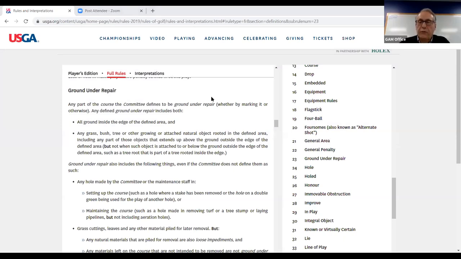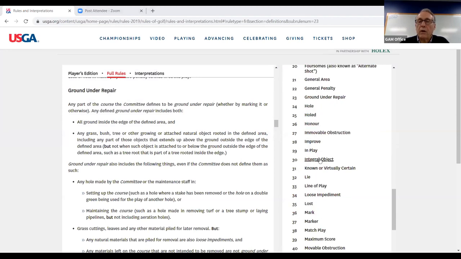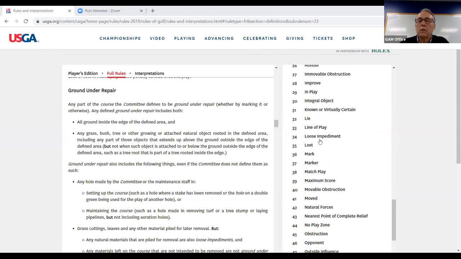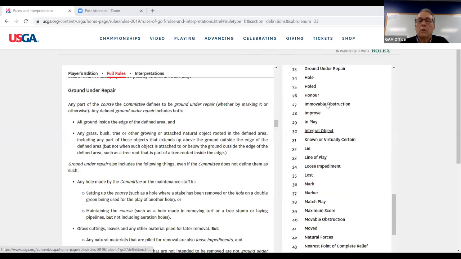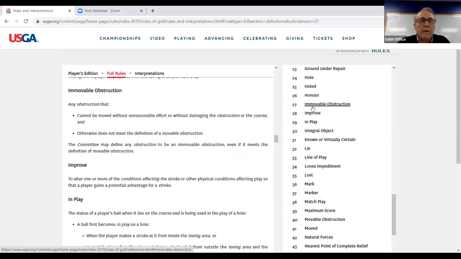Okay, so the definition of immovable obstruction, quickly. It's any obstruction that cannot be moved without unreasonable effort or without damaging the obstruction or the course, and otherwise does not meet the definition of movable obstruction. The Committee may define any obstruction to be an immovable obstruction, even if it meets the definition of movable. So if we don't want players to move certain things around, we can define objects as immovable by the Committee. Okay, any questions on that?